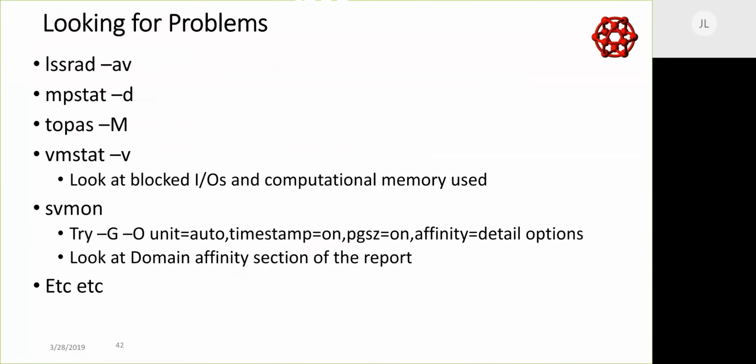All right, some of the things that you could do in terms of looking for problems. lssrad -av lets you look for affinity issues that we'll talk about in a minute. The mpstat -d is going to show you all your SMT threads and what they're up to. Sorry, it's going to show you the same affinity stuff. vmstat -v, we'll talk about that a little bit more in I/O, and so on.